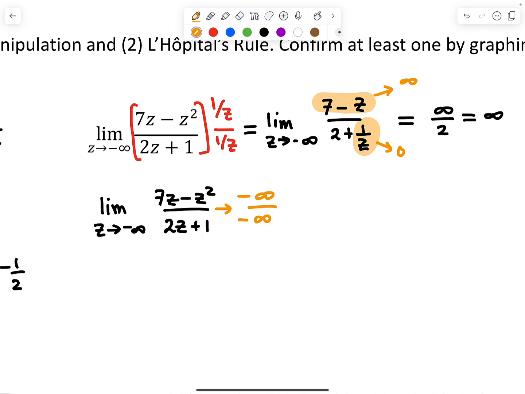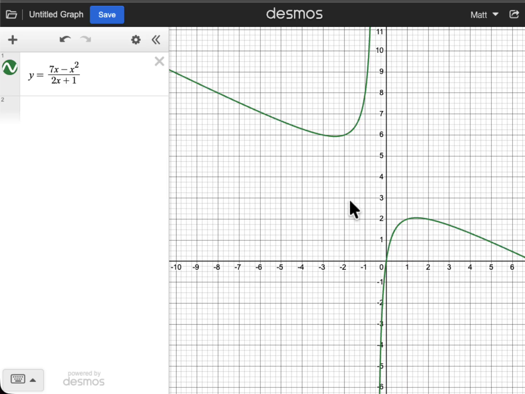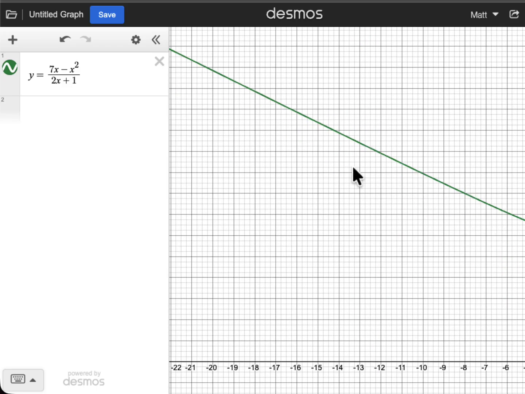But any form of plus or minus infinity over infinity is a trigger for L'Hopital's rule. So I'll do the same limit, differentiate the numerator, 7 minus 2z, differentiate the denominator, just 2, and reassess. This numerator will approach infinity over 2, and so we get a positive infinity limit here. Here's a graph of our function, and as we go left forever, the outputs do approach positive infinity.